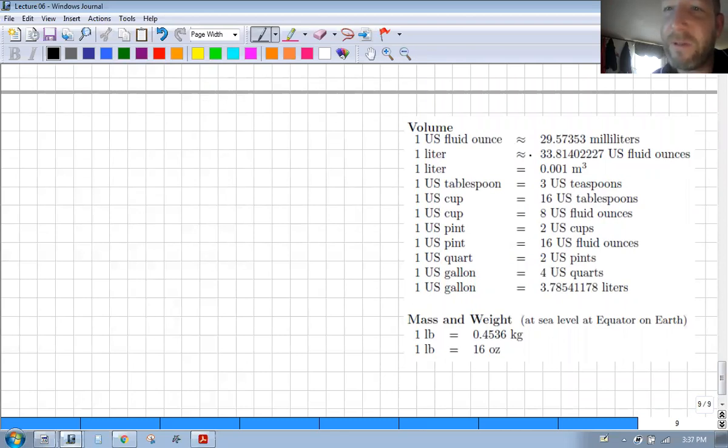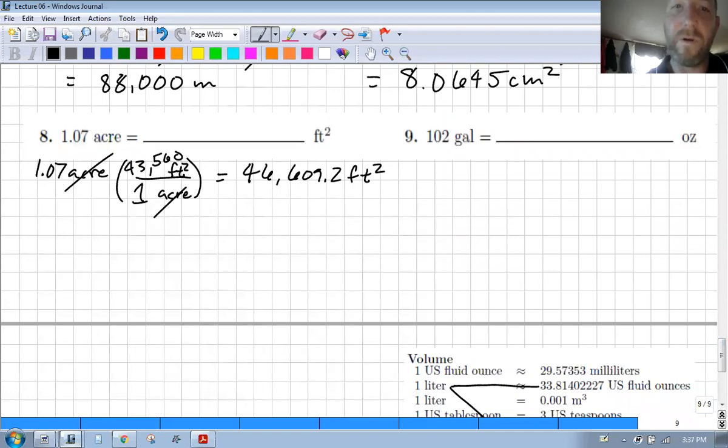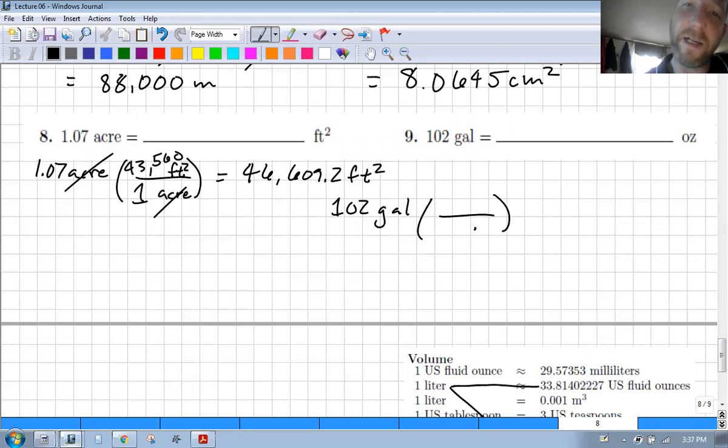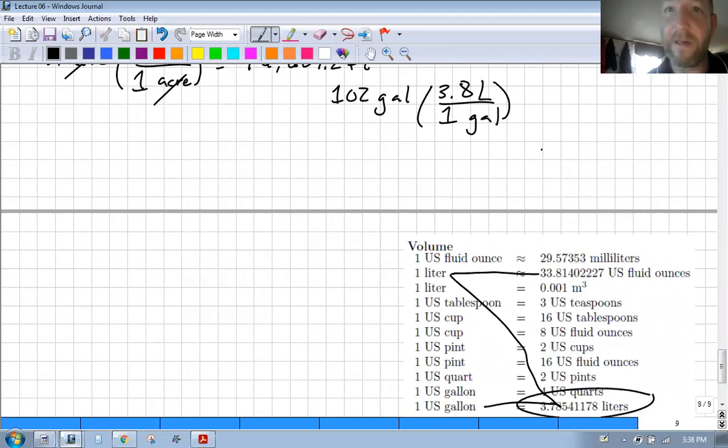We could start off with ounces to liters, and then liters to gallons. So going the other way, we'll start off with gallons, go to liters, and then liters to ounces. So 102 gallons. I'm going to get rid of gallons in favor of liters, and it says that 1 gallon is, I'll just round it, 3.8 liters.